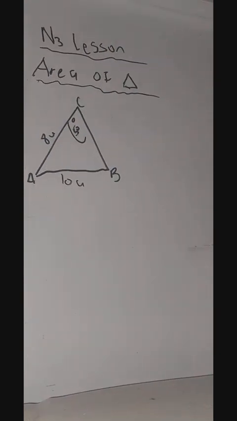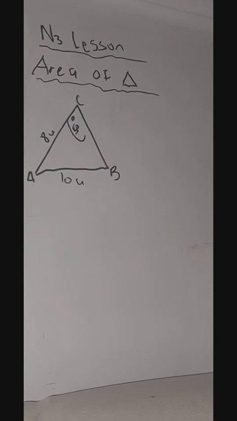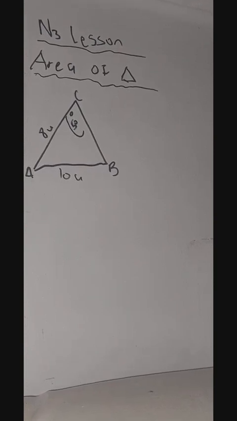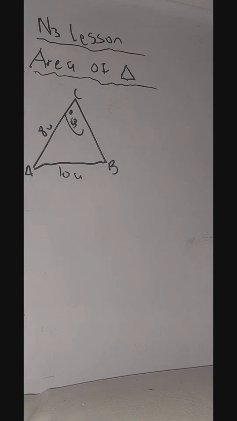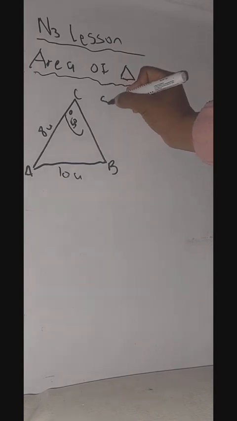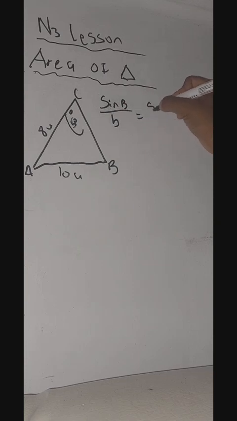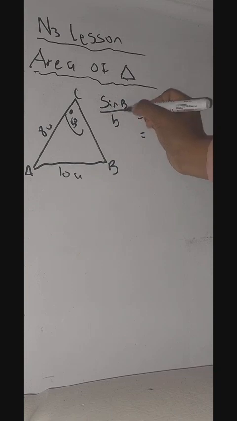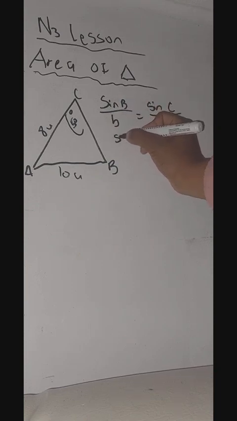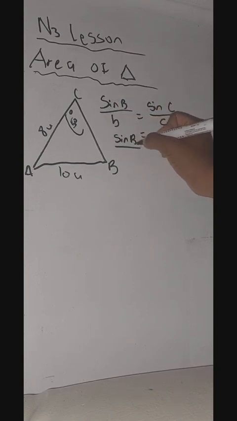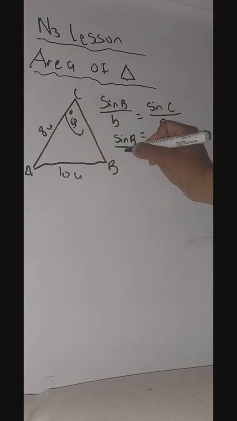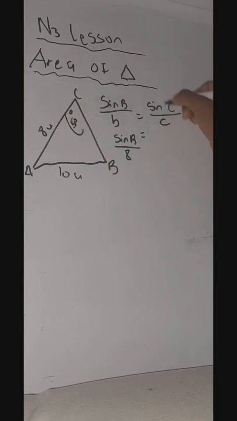Okay, so I'm going to use the sine rule, depending on what we have. We have sine C, and we have B and C, but we don't have anything on A. So sine B over B is going to be sine C over C. Do we have sine B? No, we don't have an angle, but we have B, which is 8 units. So I'm just going to write 8.